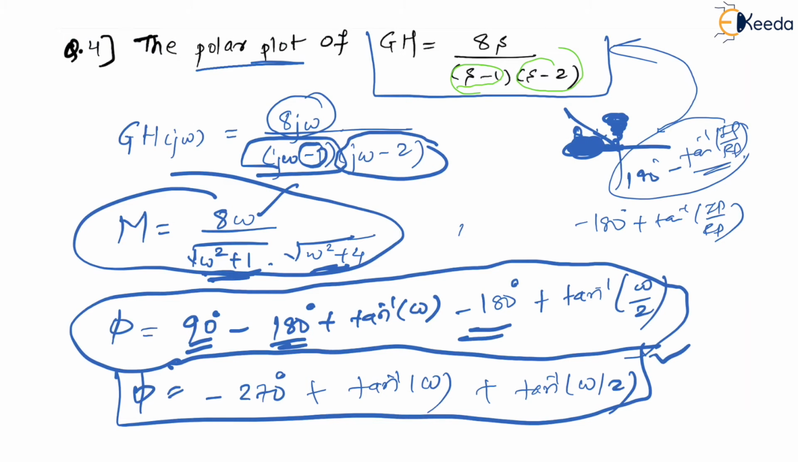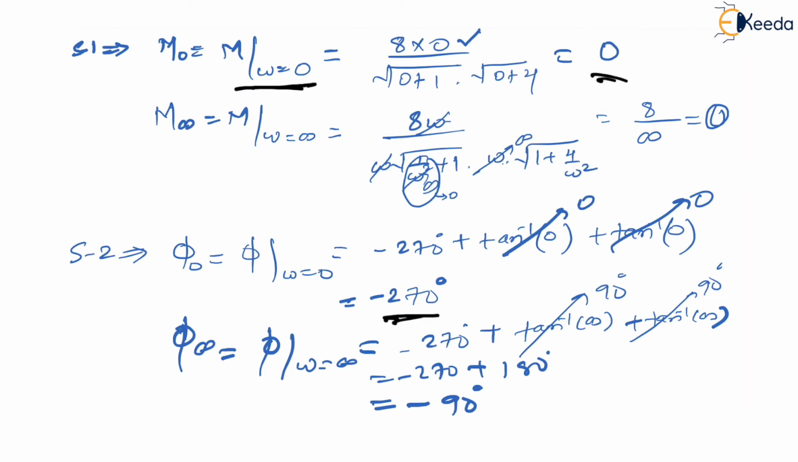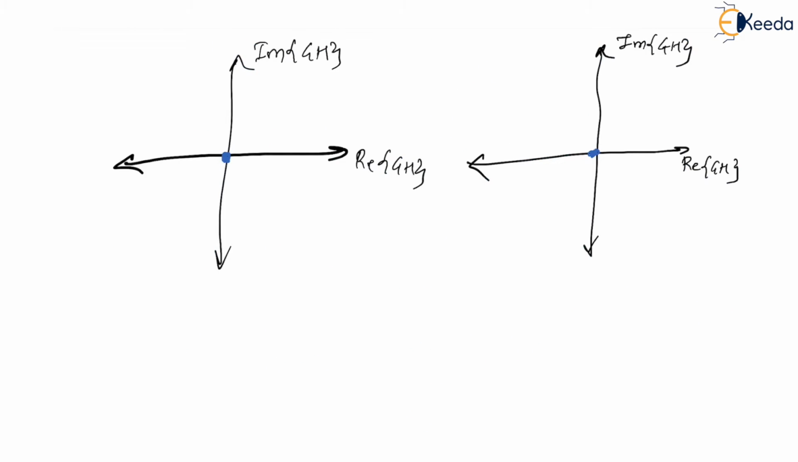Now see here, what is happening at infinity? Magnitude is again 0, and the phase is minus 90 degrees, which means it is again 0. So this means that the plot is nothing but a circle now. The circle can either be like this, because minus 90 degrees, so it has to come here only. So definitely this has to be the way, right?